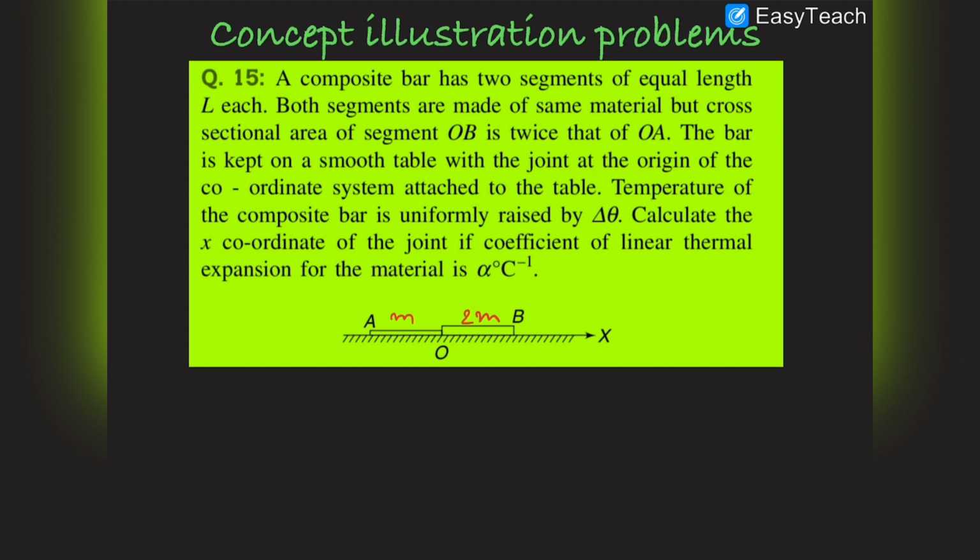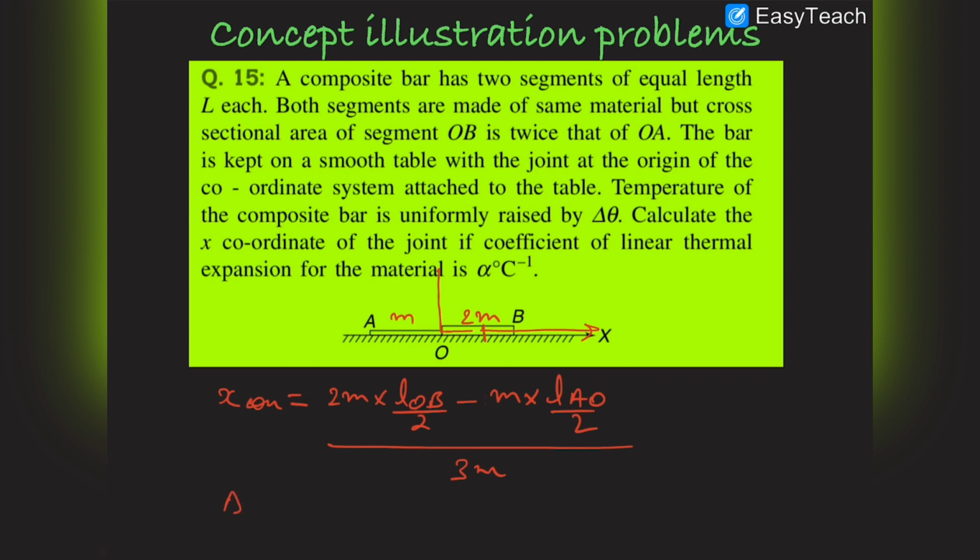And let us assume that this is the origin, so the center of mass will remain at its position. The center of mass x_com would be equal to 2m into L_OB by 2 plus, in fact, minus m into L_AO by 2, and divided by 3m. Okay, so this is the x_com.